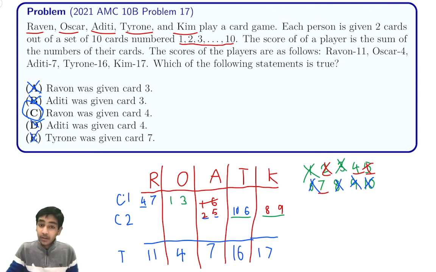And again, a good way to check: do we have every number exactly once? We've got 1, 2, 3, 4, 5, 6, 7, 8, 9, 10. Great. We've got every number covered once. Then check the sums: 4 plus 7 is 11, 1 plus 3 is 4, 2 plus 5 is 7, 10 plus 6 is 16, 8 plus 9 is 17. So we are good, and this possibility works. That's the answer, and we know we're correct.